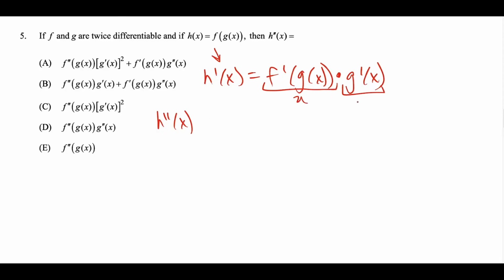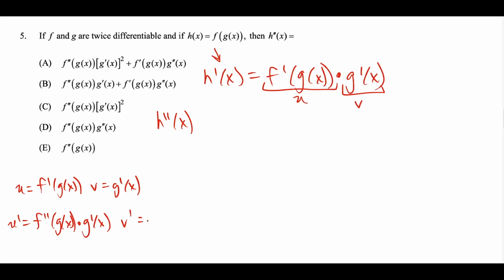And if we're using the product rule, we're saying u is equal to this term, and v is equal to this term. So if we want to show that on the side here, we're saying u is equal to f prime g of x, and v is equal to g prime of x. So to use the product rule, I have to find out what is u prime. So I do the derivative of the outside, and the derivative of f prime is f double prime at g of x, and then times the derivative of the inside, which is g prime. And then v prime would just be g double prime of x.